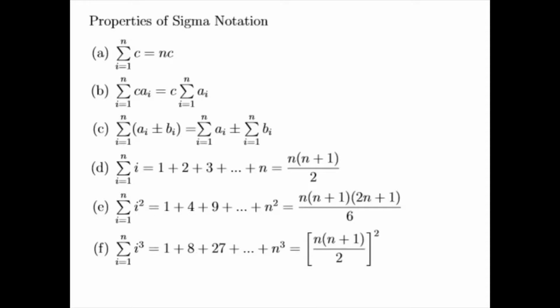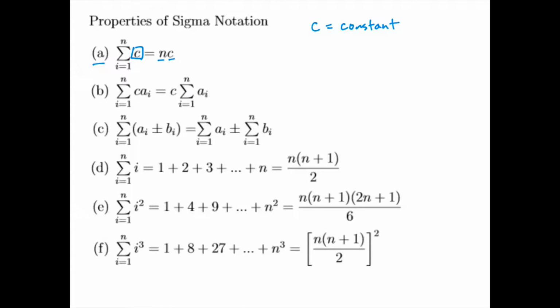Here are some of the basic properties of sigma notation. So I'll go through each of these. Before I do that, let me just say that we're going to let C equal a constant here. Okay, so property A says if we are summing from 1 to n of any constant, all that we do is we multiply n times that constant.